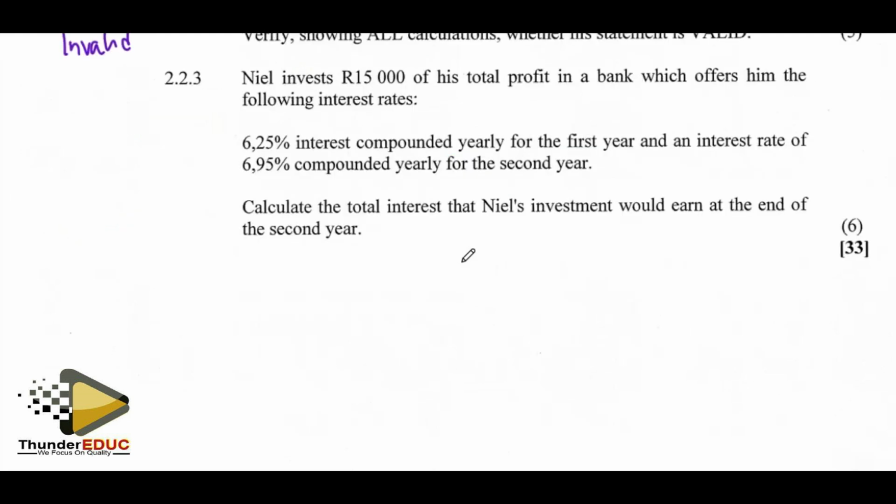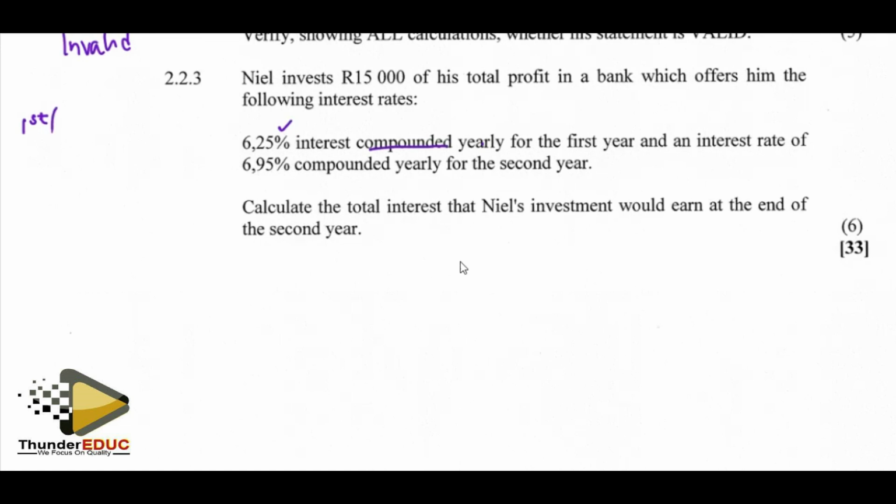They tell us Nelly invests 15,000 of his total profit in the bank, which offers him the following interest rates. The first interest rate is 6.25% interest rate compounded annually for the first year, and an interest rate of 6.95% compounded annually for the second year. Okay, the total interest Nelly has. What I'm going to do, I will look for the interest at the end of the first year, because it's compounded. It means the money is going to increase.